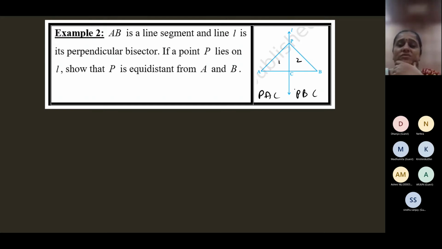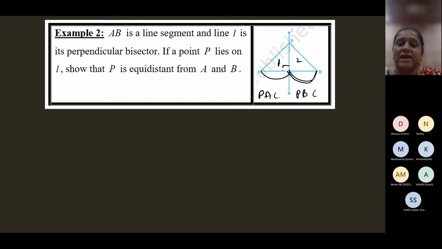Okay, now we'll have to list the information. AC, the side of the first triangle, is equal to the side BC of the second triangle. Why? Because it's given that L bisects AB. So we know that AC is equal to BC. So side AC of the first triangle is equal to the side BC of the second triangle.